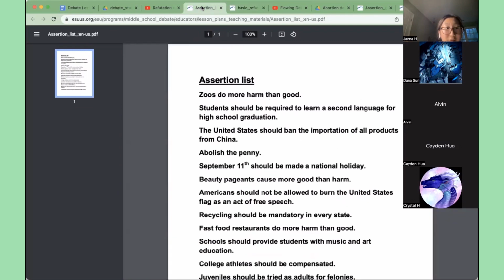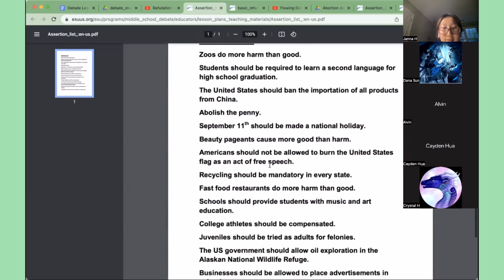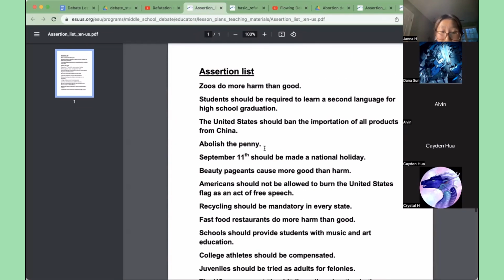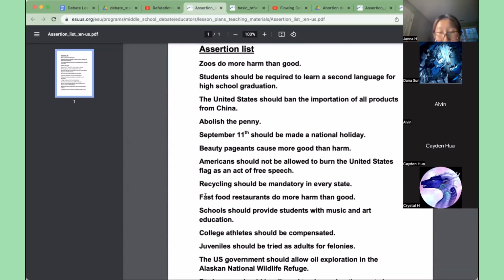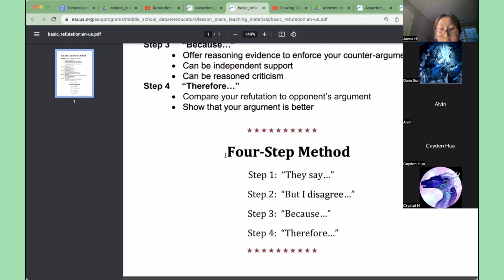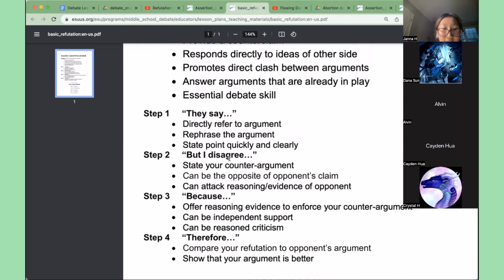But yeah, okay, next we're only going to do a few of these because there's a lot on here. So, fast food restaurants do more harm than good. What's the 4-step method for that?